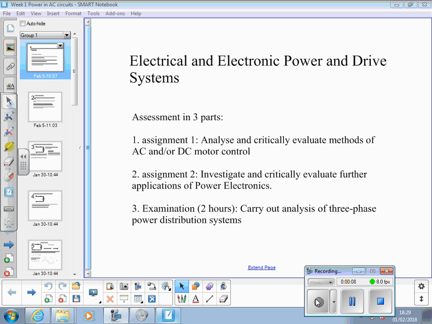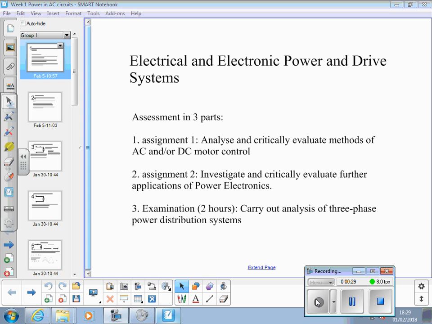Level 6 module, as you know. Assessment's in 3 parts. You've got 2 assignments. Assignment 1, I'll probably be issuing that next week, once I can get it moderated in time. You're going to analyse and critically evaluate methods of AC and/or DC motor control.